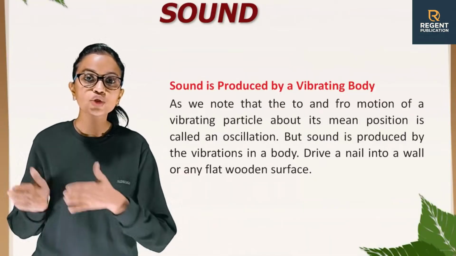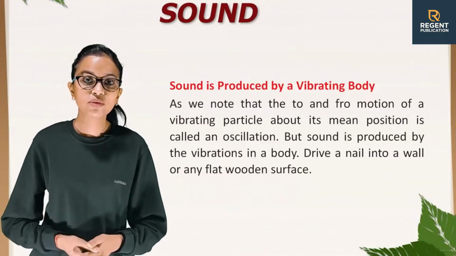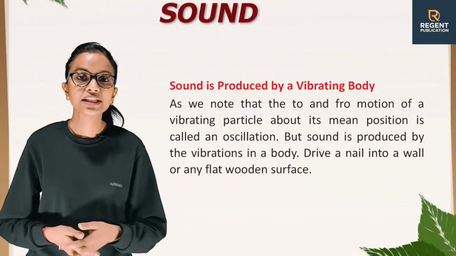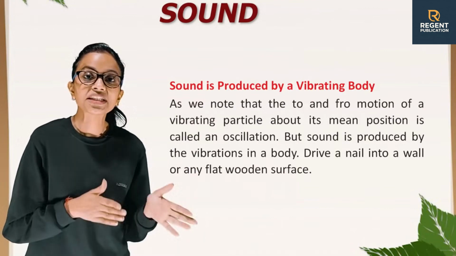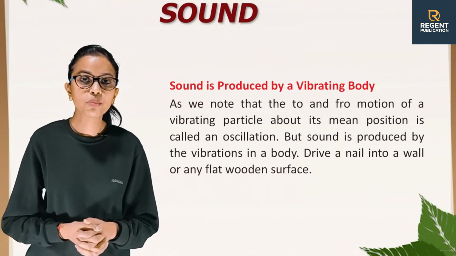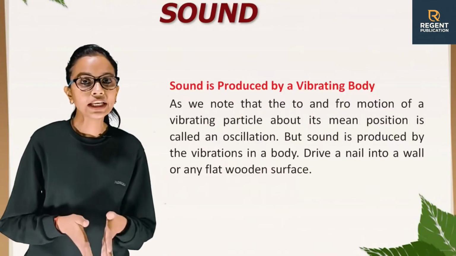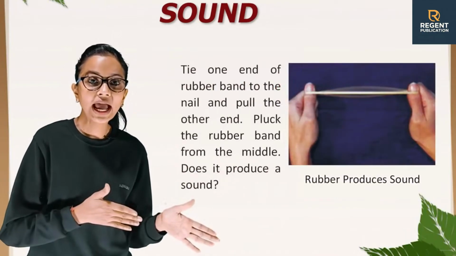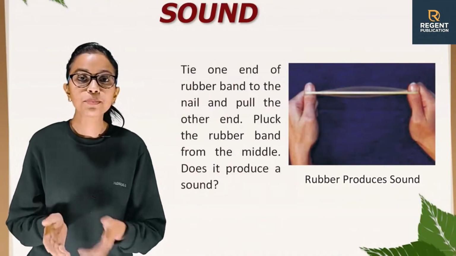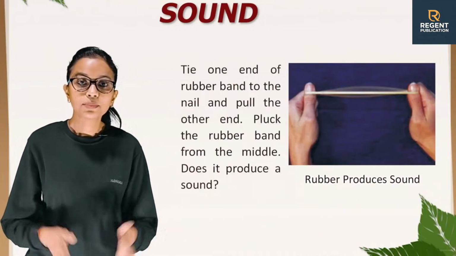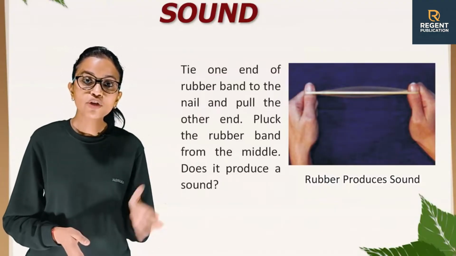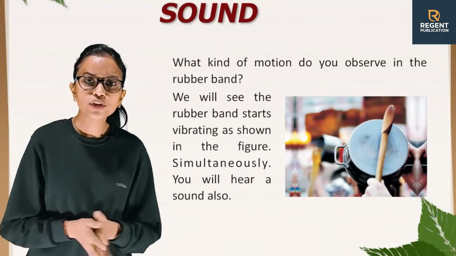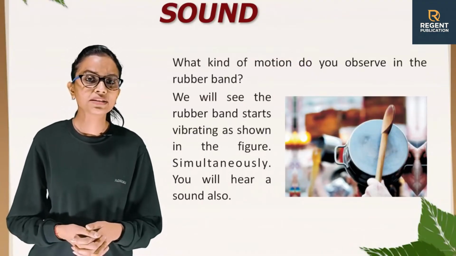We note that the to and fro motion of a vibrating particle about its mean position is called an oscillation. Sound is produced by the vibration of a body. Drive a nail into a wall or any flat wooden surface. Tie one end of a rubber band to the nail and pull the other end. Pluck the rubber band from the middle. Does it produce a sound? What kind of motion do you observe in the rubber band?